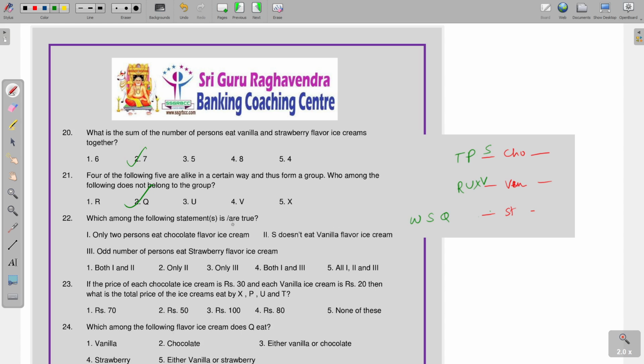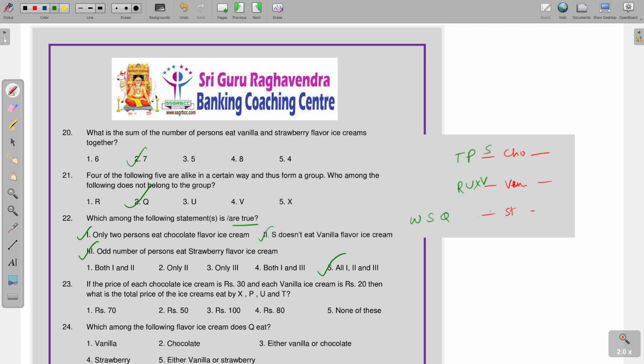Which of the following statements is true? Only 2 persons eat chocolate flavor ice cream. First one is correct. S doesn't eat vanilla flavor. Second one is also correct. An odd number of persons eat strawberry flavor. Strawberry is liked by 3 persons. So all of 1, 2, 3 are true.